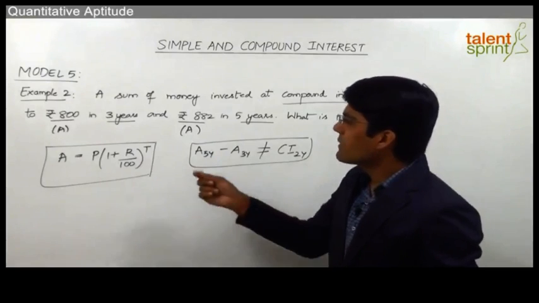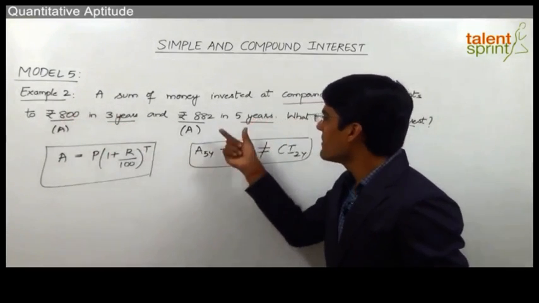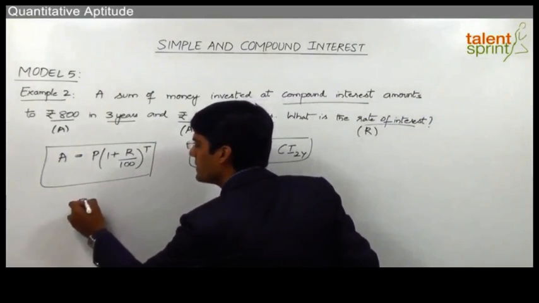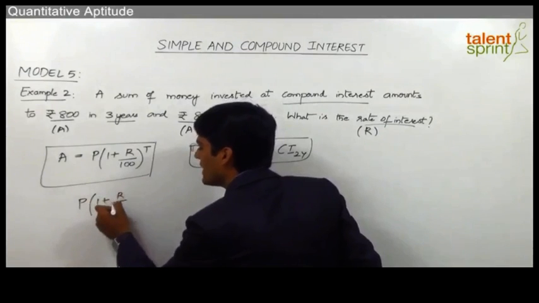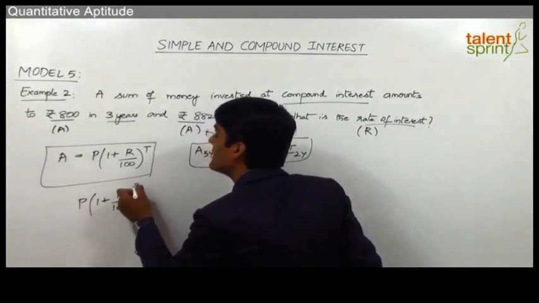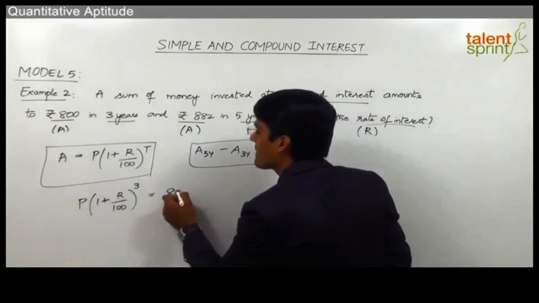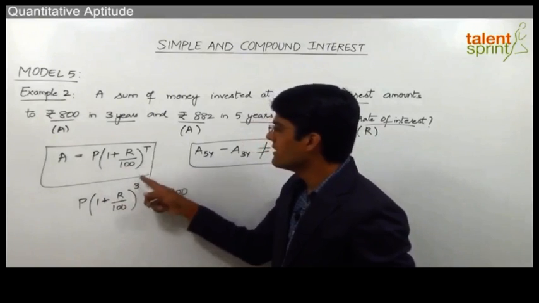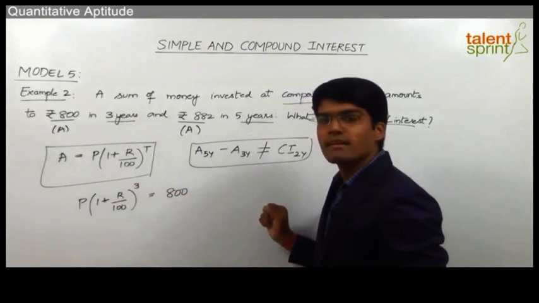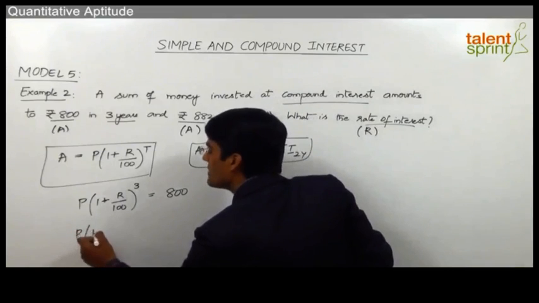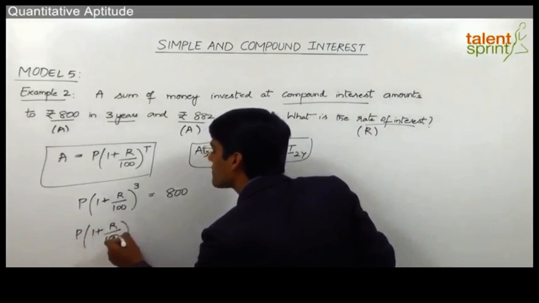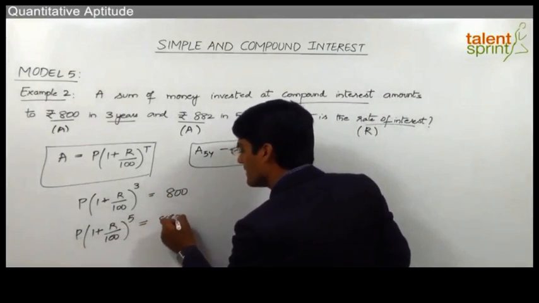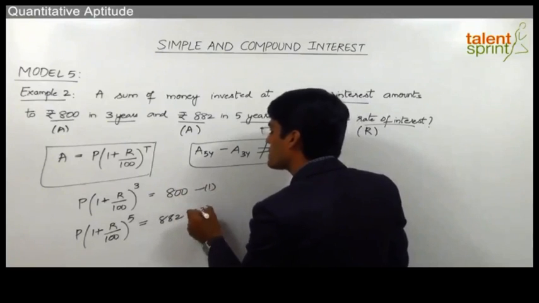So now, as given in the question, amount for 3 years is 800 and amount for 5 years is 882. So going by the formula, we can say that principal into 1 plus R by 100 whole to the power of 3 should be equal to 800. That is nothing but the formula for amount, principal into 1 plus R by 100 whole power T. So when time is 3 years, the amount is 800. Similarly, principal into 1 plus R by 100 whole to the power of 5, when the time period is 5 years, the total amount is 882. So this is equation number 1 and equation number 2.